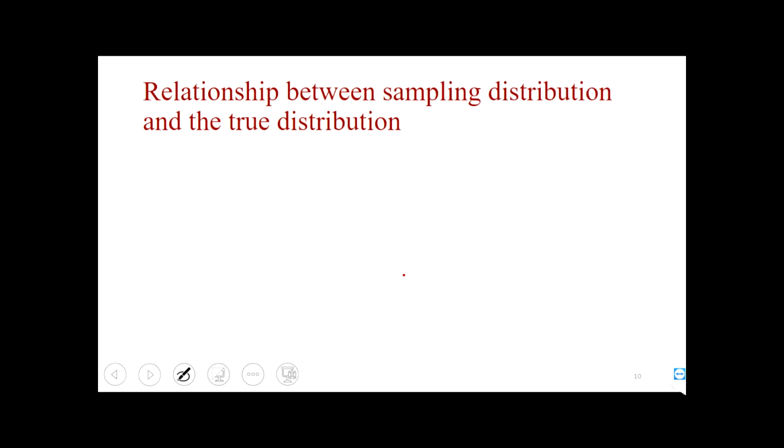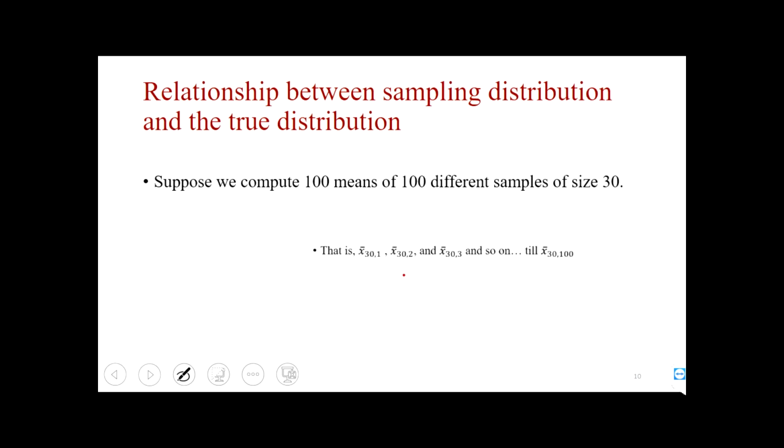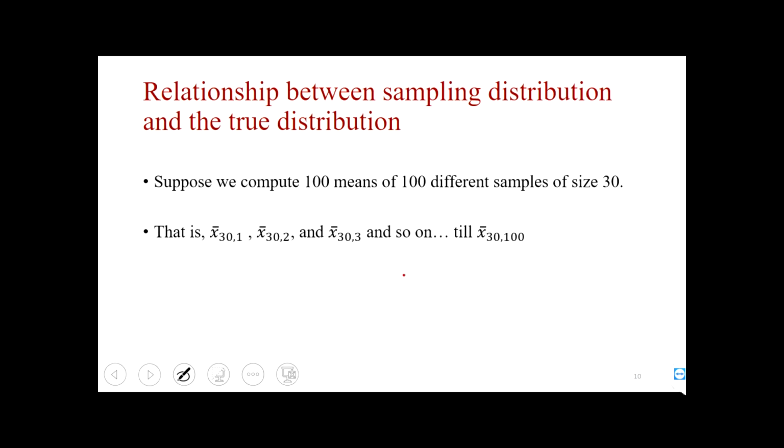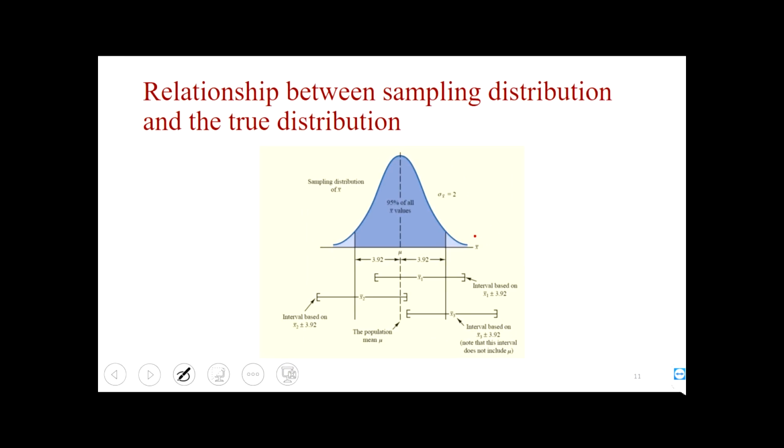Okay, so the relationship between the sampling distribution and the true distribution. Suppose that we compute 100 means of 100 different samples of size 30. This is what we have done. So we have x1 bar, x2 bar, until x100 bar, and so on. And we actually plotted the distribution of each of them.